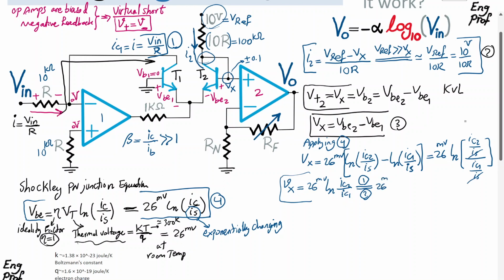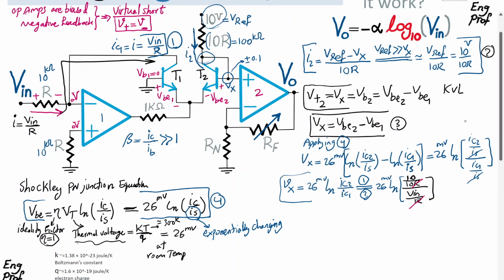So 26 millivolt times ln, and IC2 is the numerator. I'm going to show it in a better and clearer way. So IC2 is 10 over 10R, and for IC1, I have from equation 1, Vn over R. Great. So what happens is now I get rid of this dependency on these two resistors.